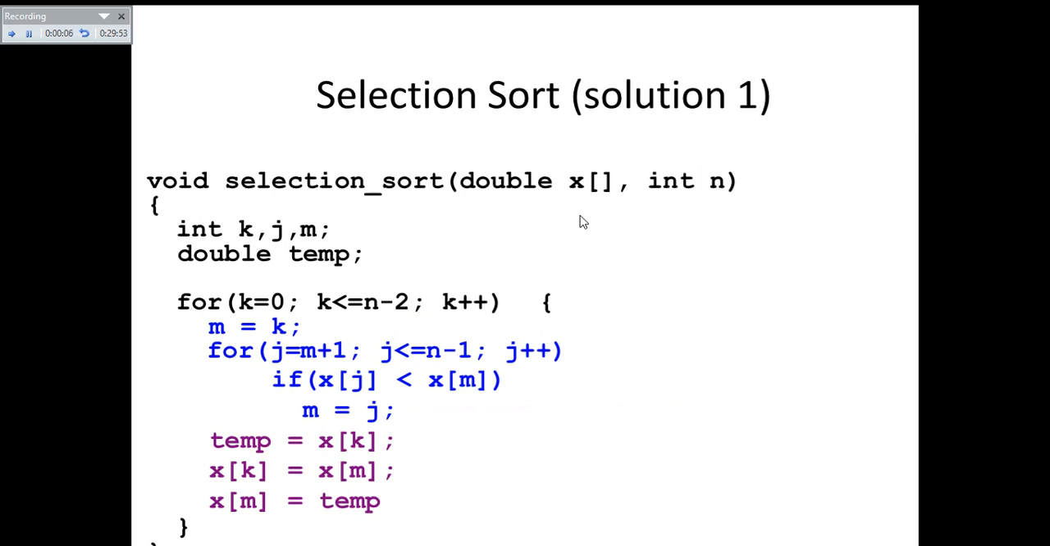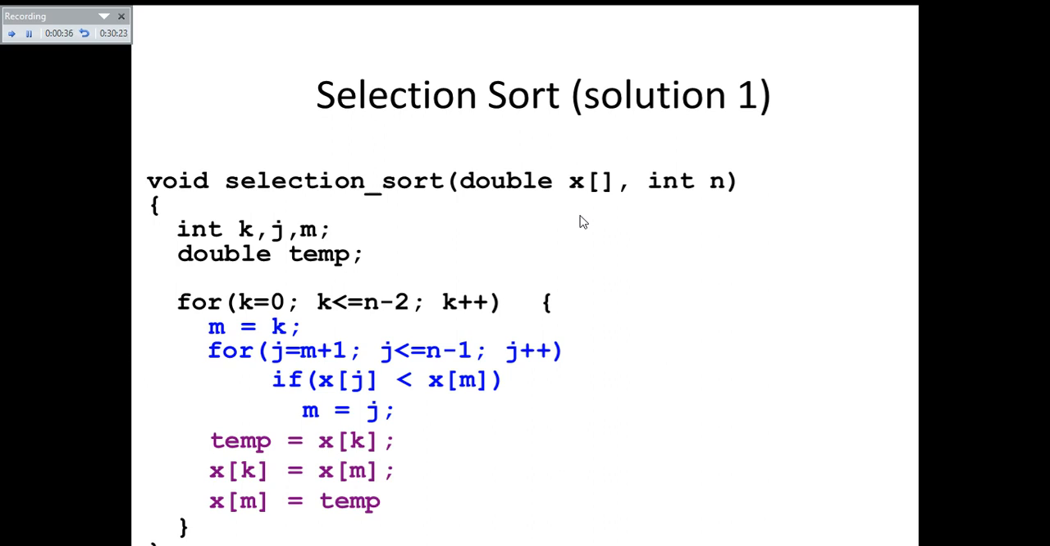We are going to use void selection_sort. To this function we are going to pass the array x as an argument, and we also have to pass the size of the array, that is the number of elements in this array x. Inside the selection sort logic, we have to write int k, j, m, double temp. We use these variables whenever they are required. For k equal to 0, k less than n minus 2, k plus plus.